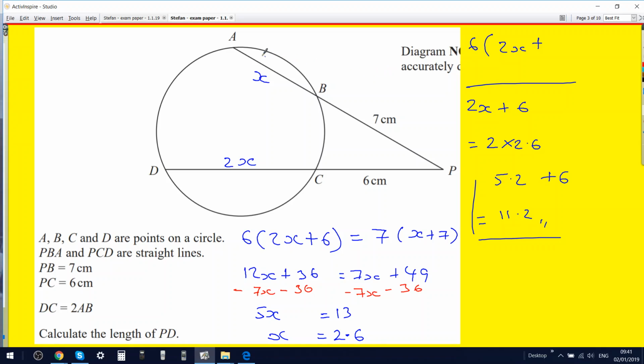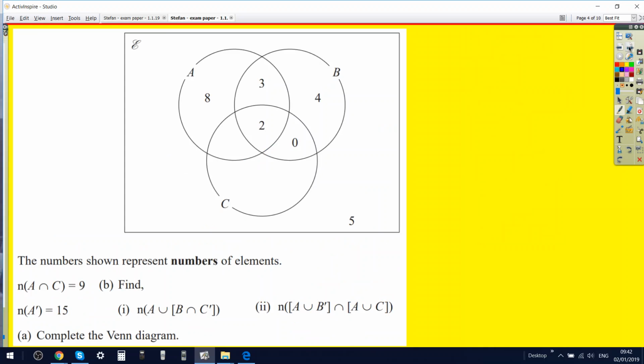So if you've got two chords that meet at a point, one part times the total is equal to the other part times the total, from the point of intersection to the point where it meets the circle. Any questions there? How did you know that the top bit x was half the size of the bottom bit 2x? Oh, sorry. This thing here: DC equals 2AB. So you have to times AB by 2 to get DC. Oh, right. Okay. Sorry, I assumed that you noticed that already. No.